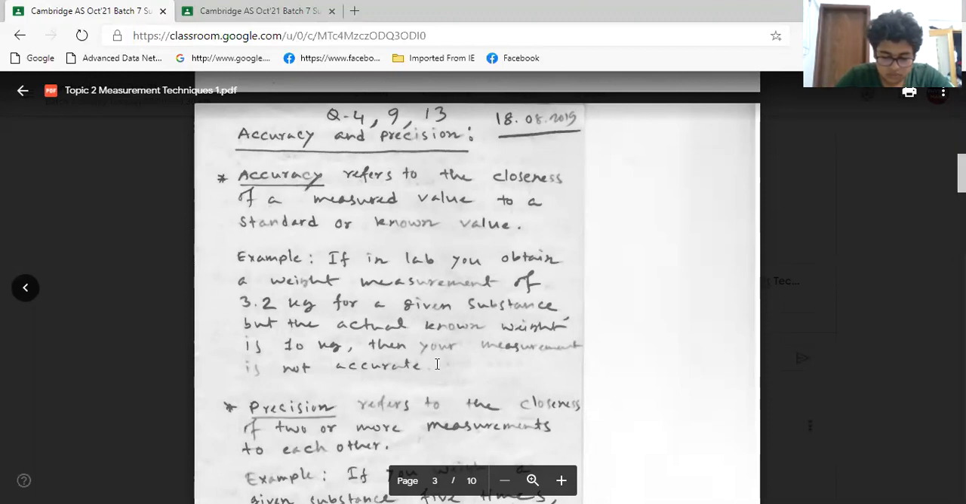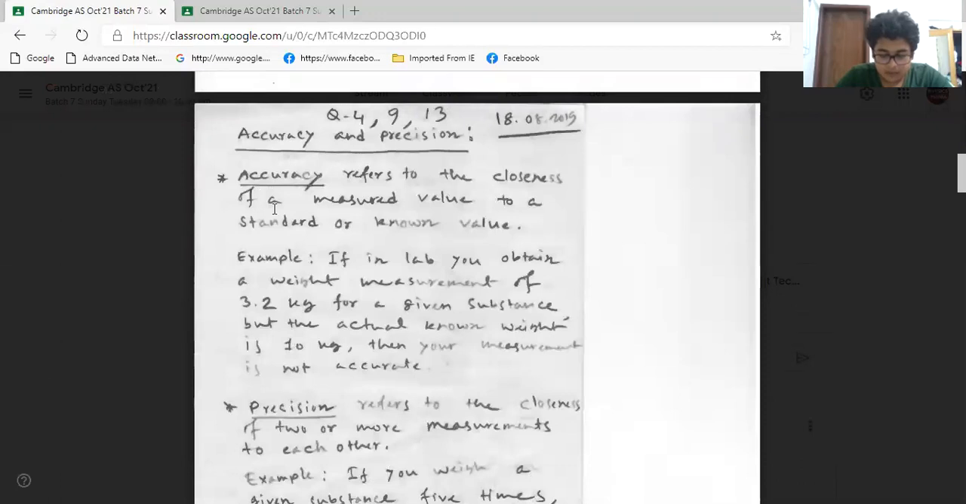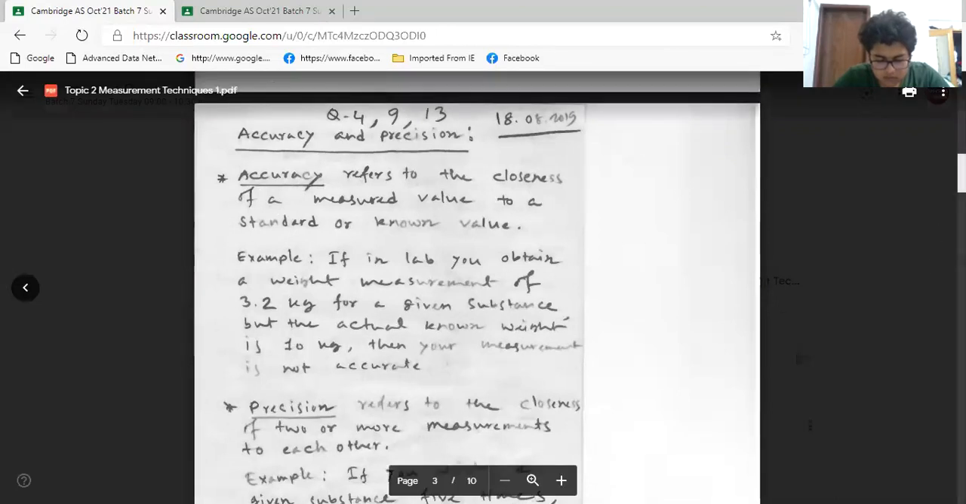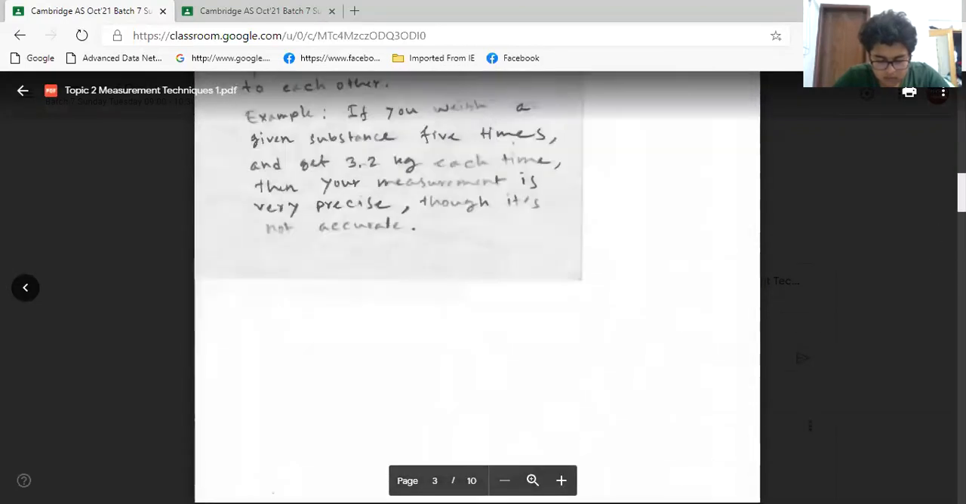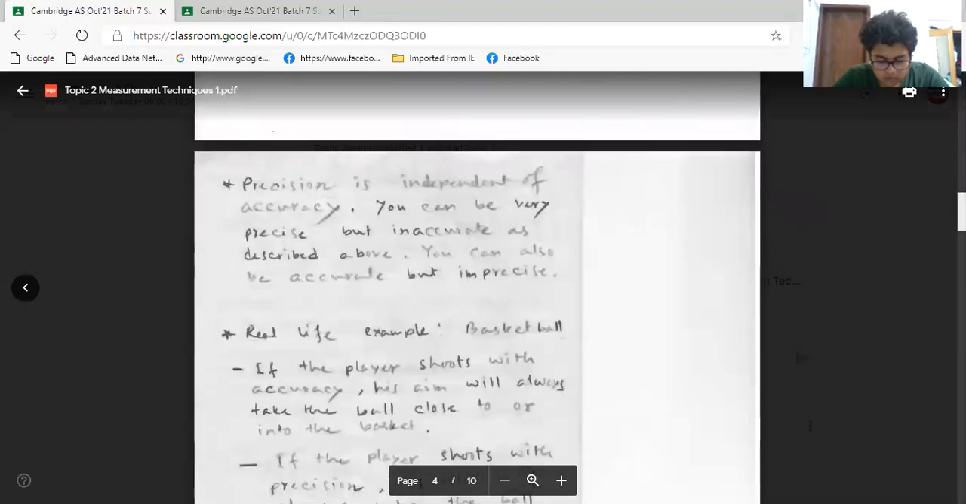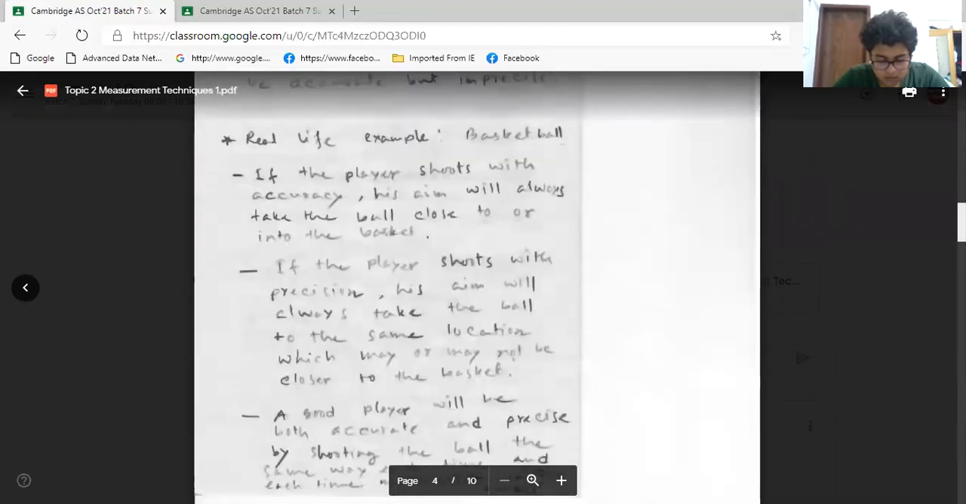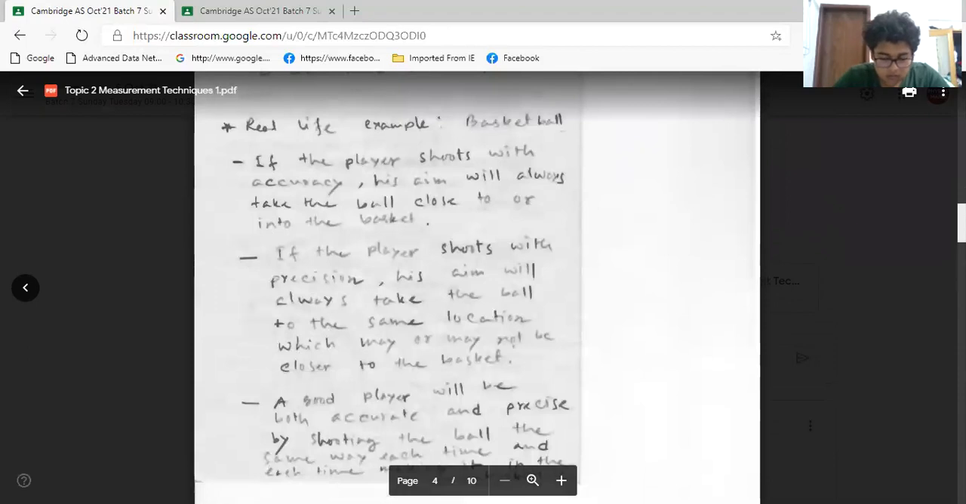Here, you're writing. Is it clear now? Accuracy and precision. You have some doubts about accuracy and precision. I'm giving one example here. The example is already written here. A real life example, you see.